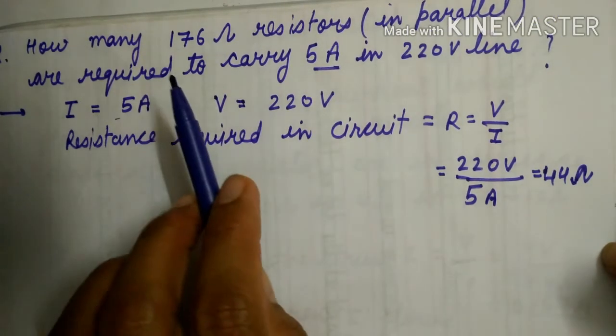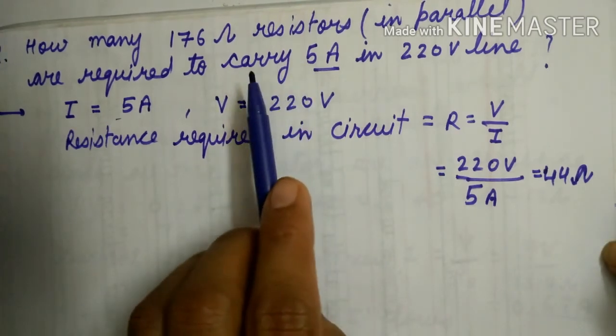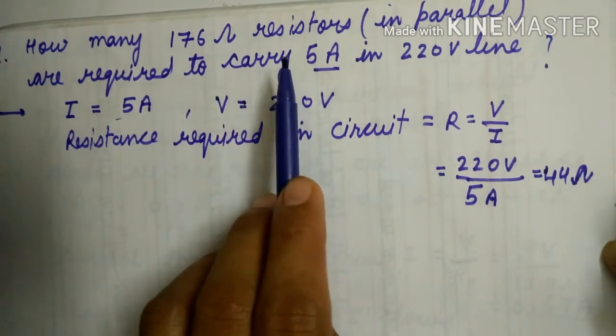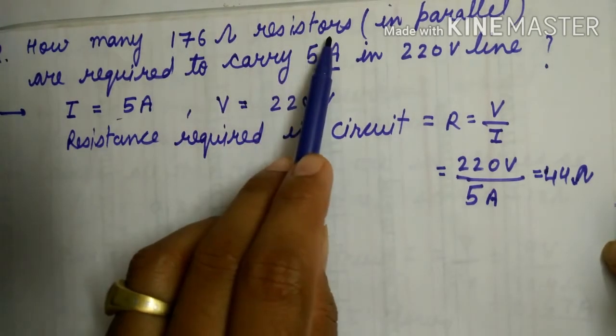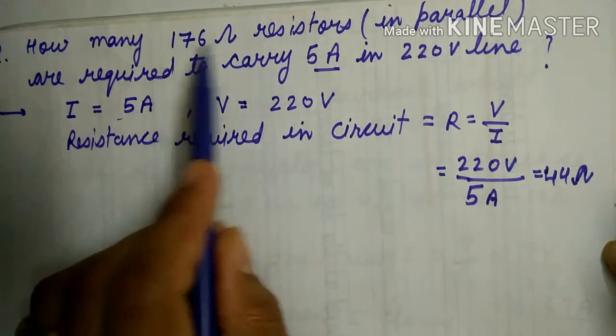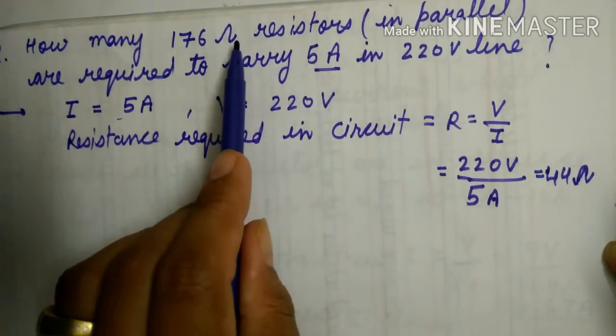Now understand what is the meaning of question. We are having a circuit. In this circuit, so many resistors are required and one resistor value, the resistance of one resistor is 176 ohm.